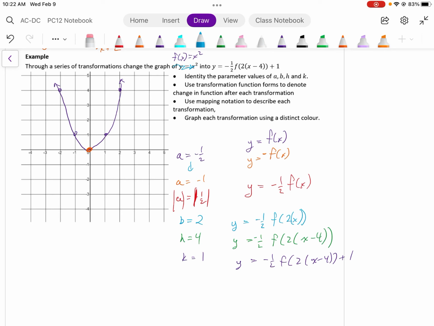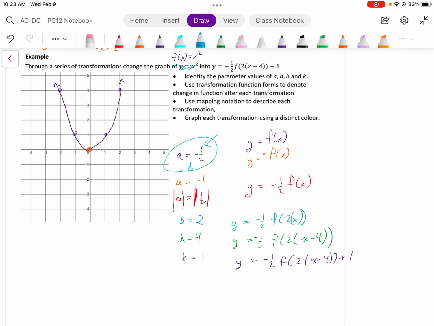So what I notice is that a was equal to negative 1, or sorry, negative 1/2. I have to be careful, because this actually implies two transformations. One, I need to make the a negative through a reflection. Second, I need to stretch the graph vertically by a factor of 1/2. So that's why I split it up like that. b is equal to 2, h is equal to 4, k is equal to positive 1.